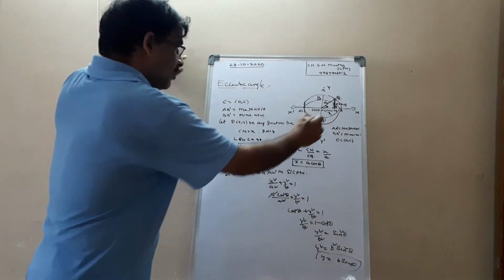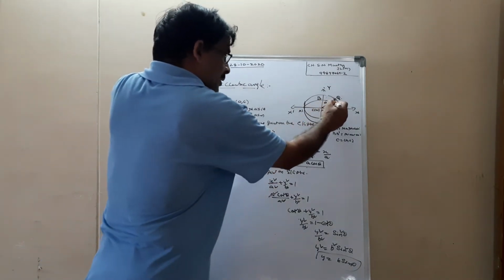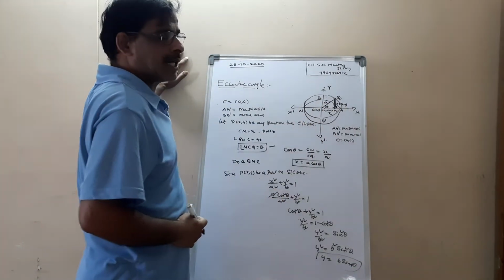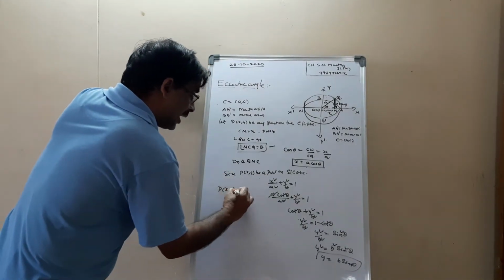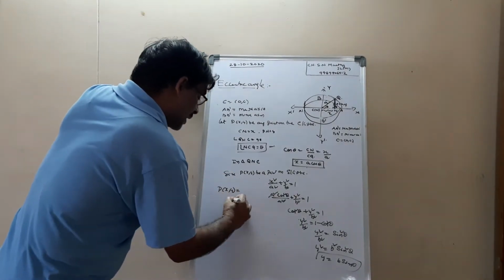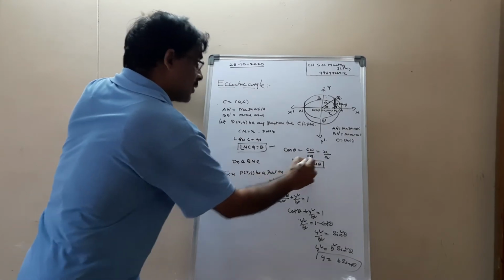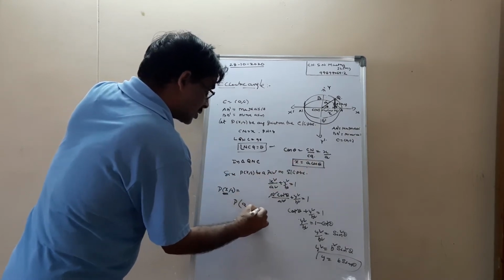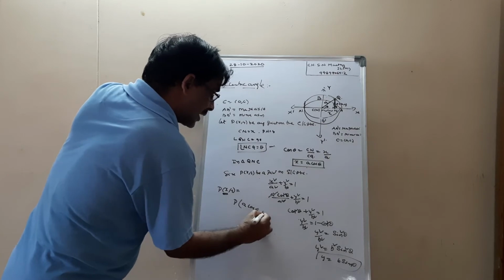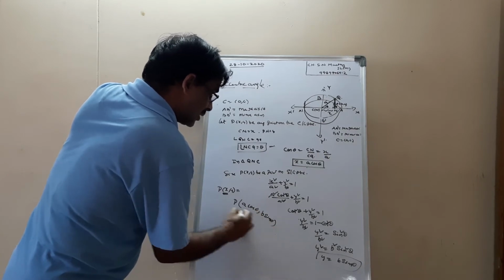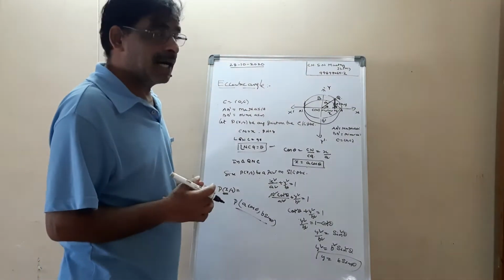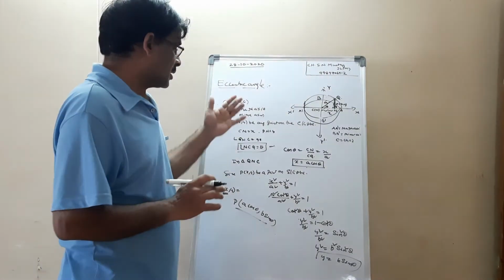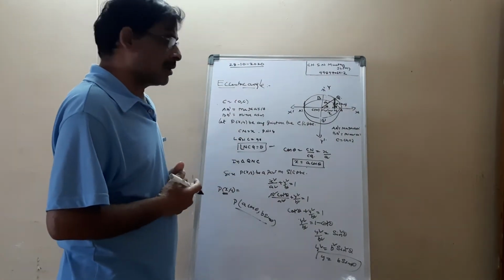Now, what is the point on the ellipse? We have taken P(x, y) on the ellipse. So P equal to x value a cos theta. What is the y value? That is b sin theta. See, this is the point P which you have taken on the ellipse. This is very important. Eccentric angle, you have an idea.